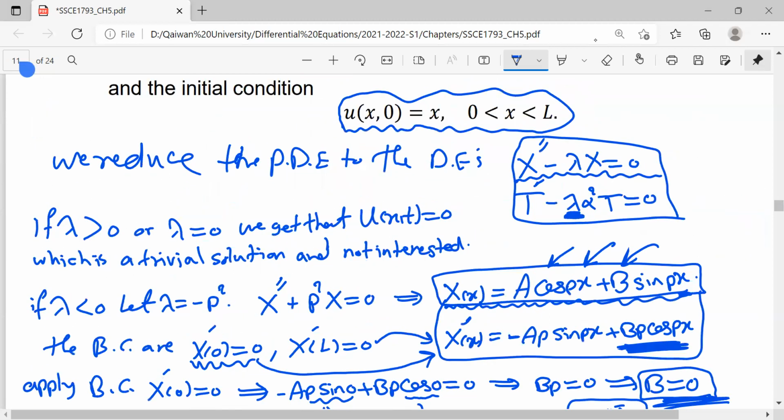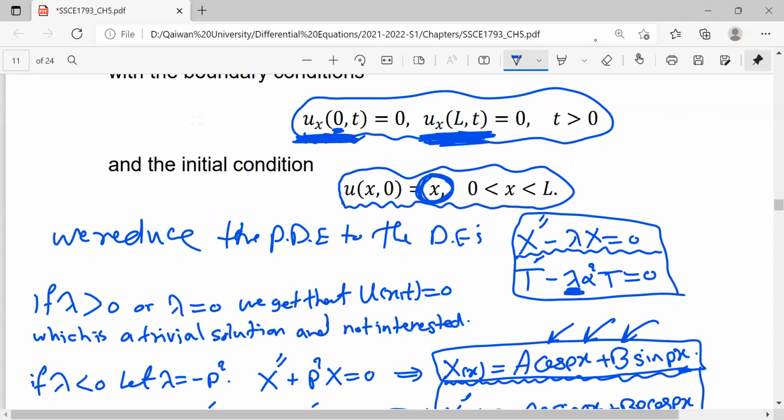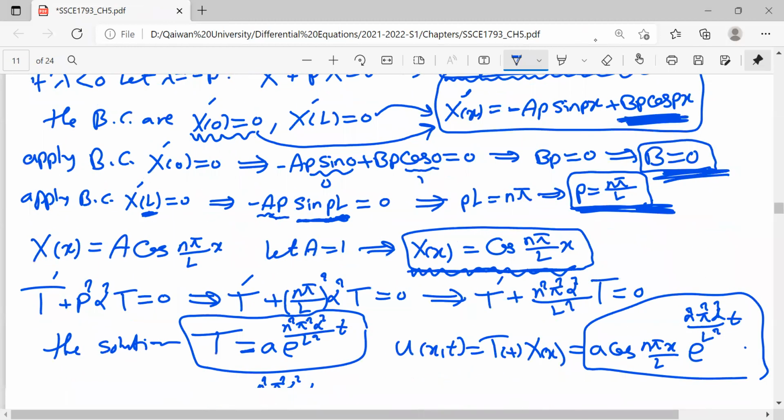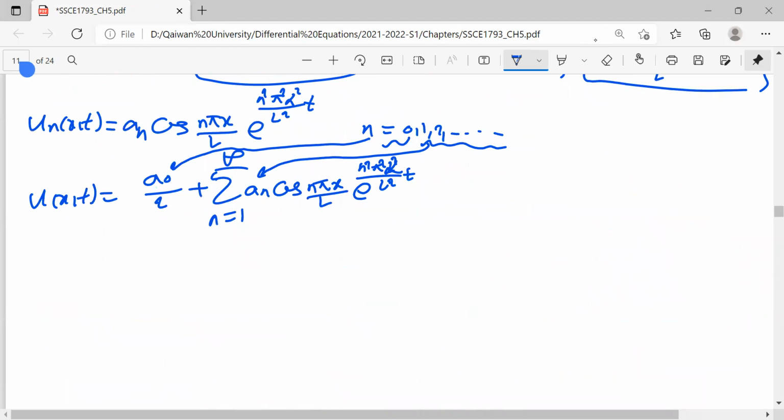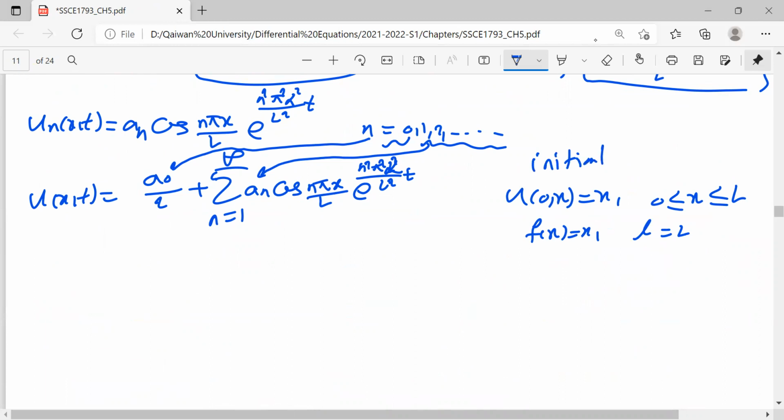But here we are given f of x, which is the initial condition function. The initial condition function is f of x, and L here is still L. We have been given that u of x,0 equals x, where x is from 0 to L, so f of x is x, and L is capital L. This is the initial condition, given in the example.